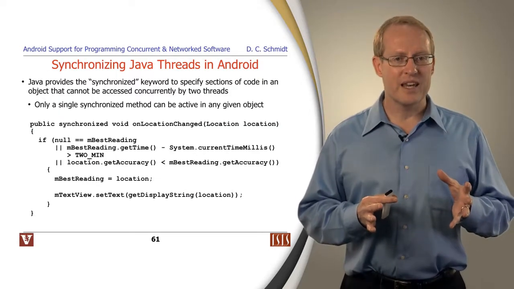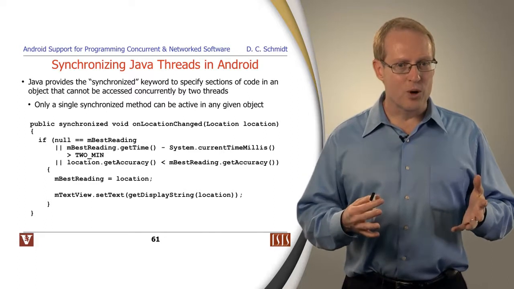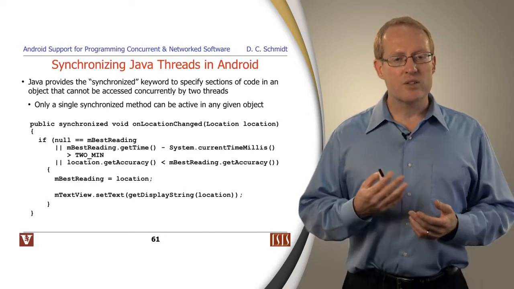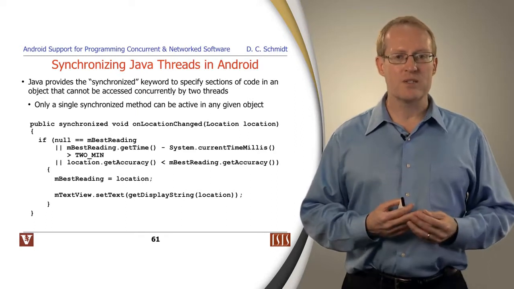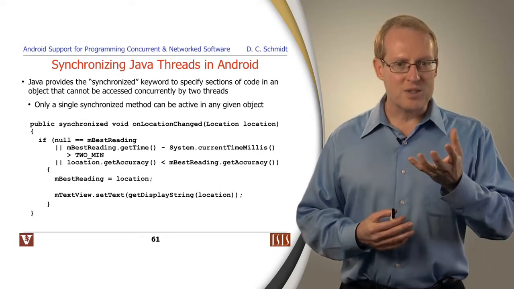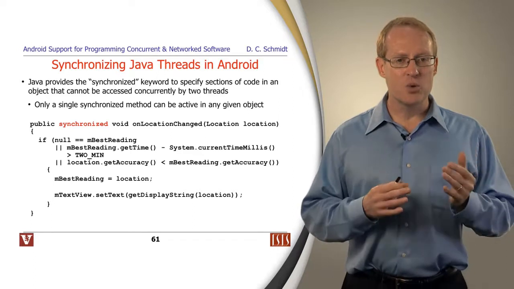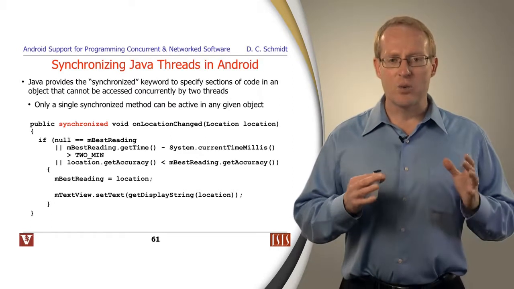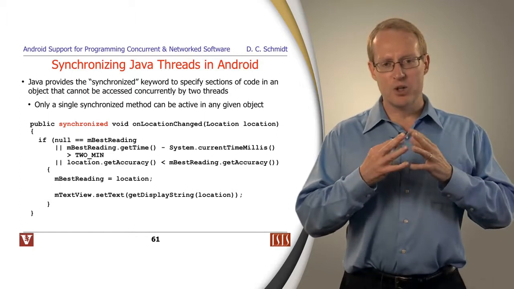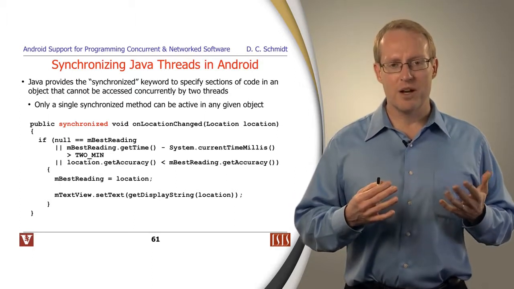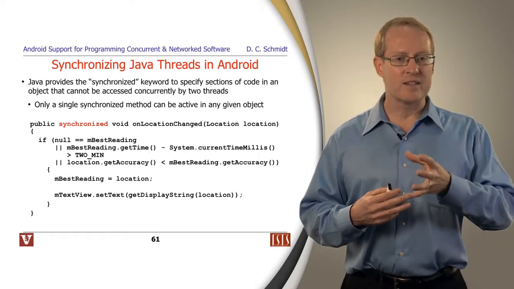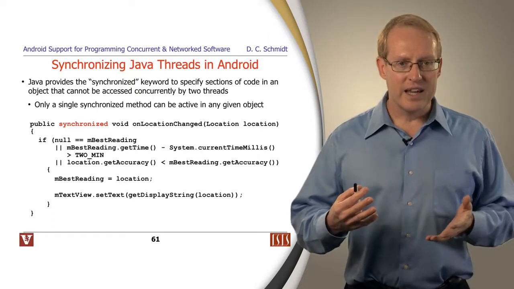Synchronizing threads in Android is fairly straightforward because of the way that Java threading handles synchronization. Typically, the most common way of doing this is to add the synchronized keyword to a method that you want to have become what's called a critical section. This ensures that the runtime system of Android and Java makes sure that only one synchronized method at a time is active in any given object.